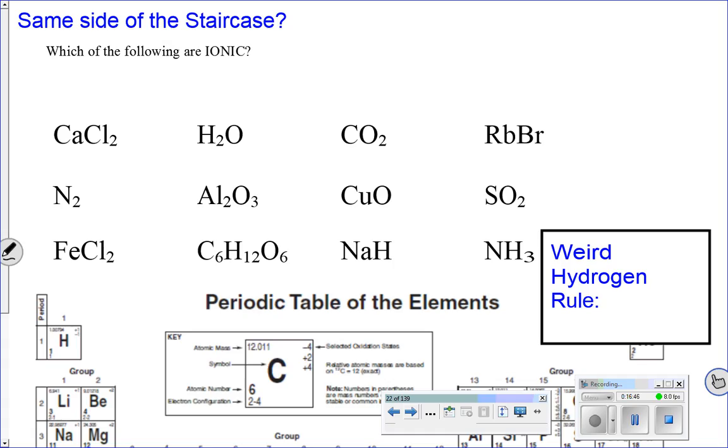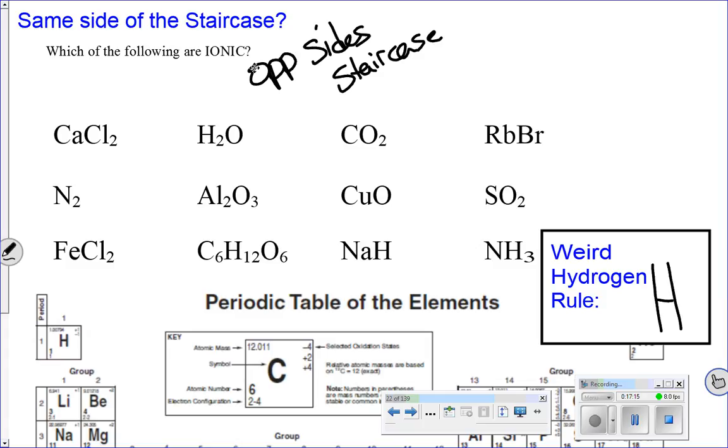If you're given a whole bunch of compounds and you have to determine if they are ionic or not, you do this using the same side, opposite sides of the staircase rule. Ionic compounds are going to be compounds coming from opposite sides of the staircase. They are the ones we used crisscross for before. You'll just take your two fingers and plop them on the elements in question and determine it. Keep in mind the weird hydrogen rule. Hydrogen, we like to pretend, is on the right. So I pretend it's right over here, right next to helium.